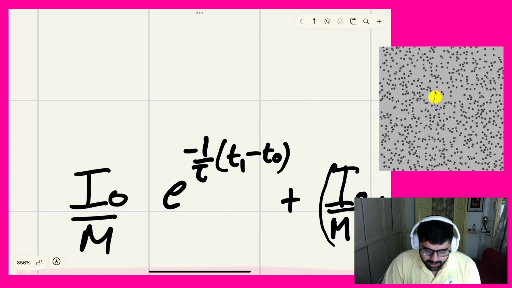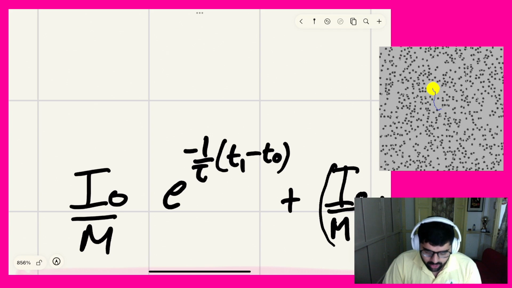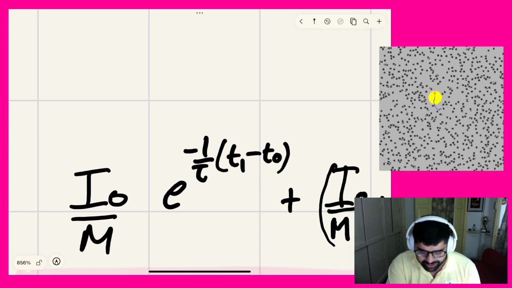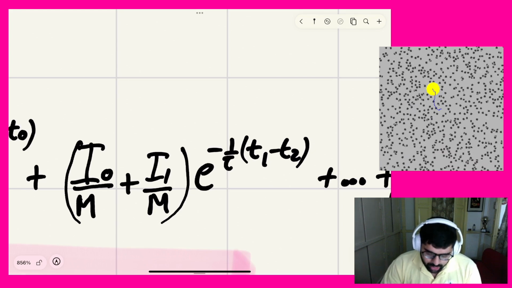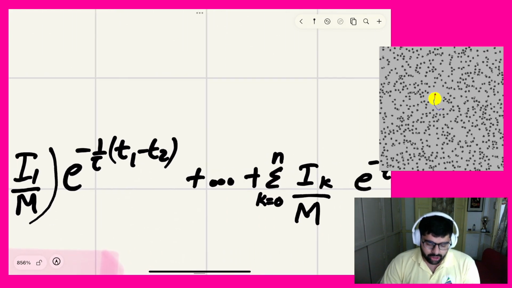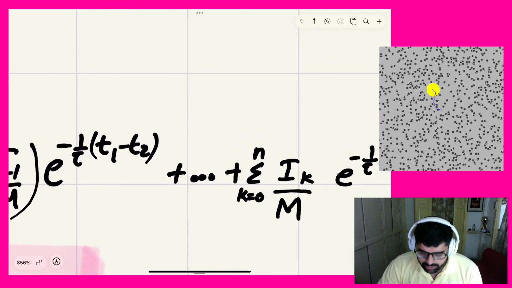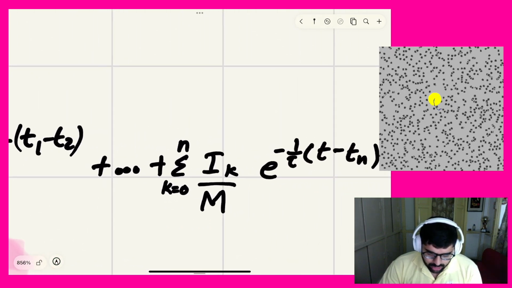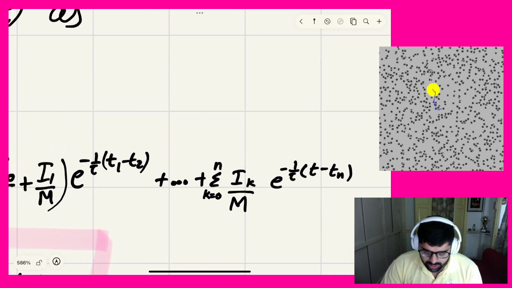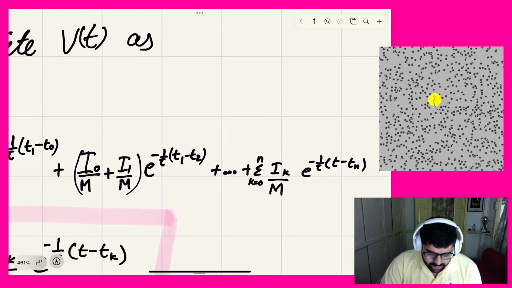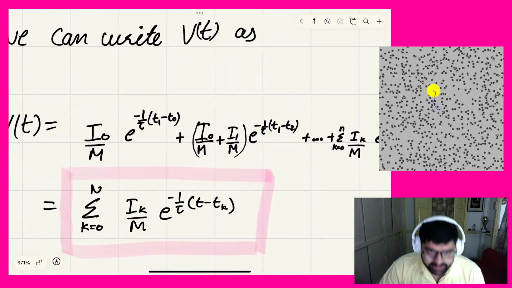I0 by m, e raised to the power minus 1 by tau (t1 minus t0). This is the velocity from t0 to t1. Then this is the velocity from t1 to t2. Similarly, the velocity from tk minus 1 to tk is given by this expression. So finally, the expression for velocity is given as follows.